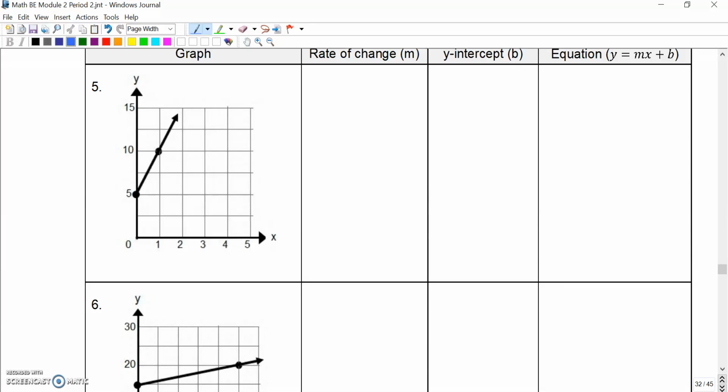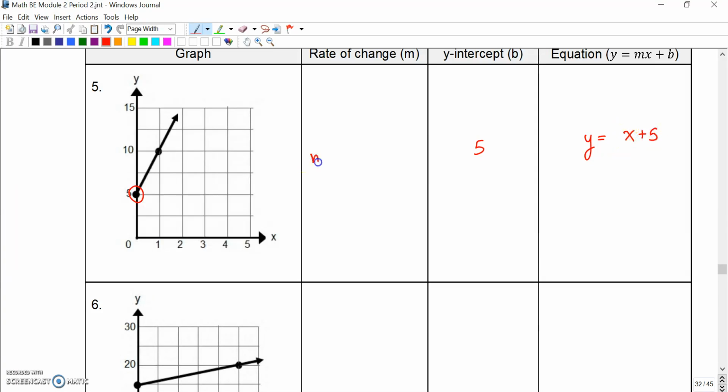This is the part 2 video for the last page of the 2.2c lesson. So again, we're going to look for, I like to start with my y-intercept, which for this one is 5. So I know my equation is y equals something x plus 5.